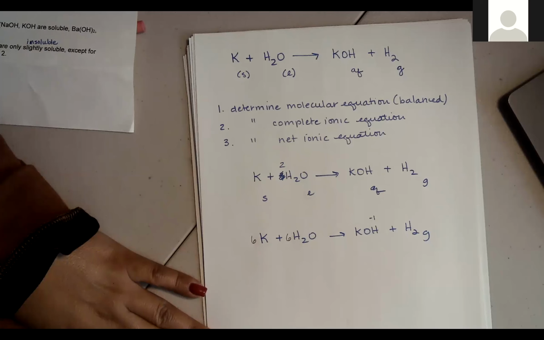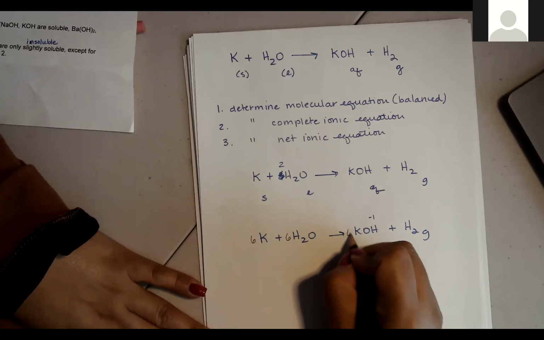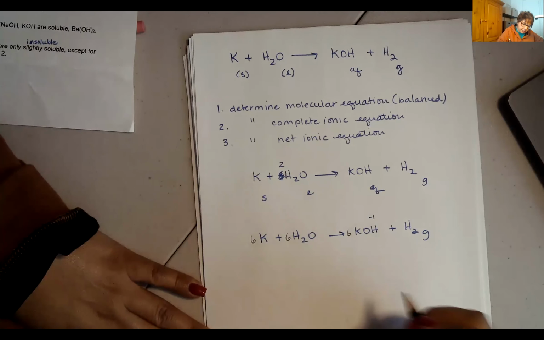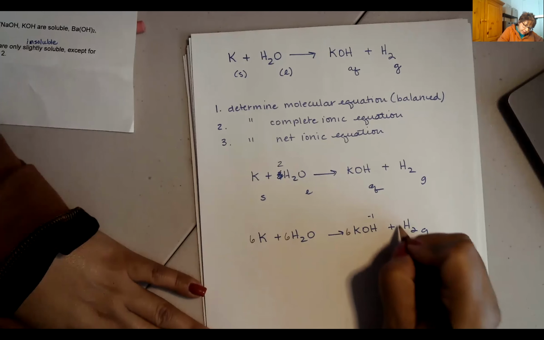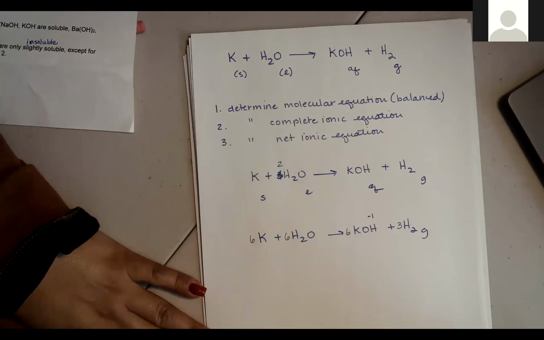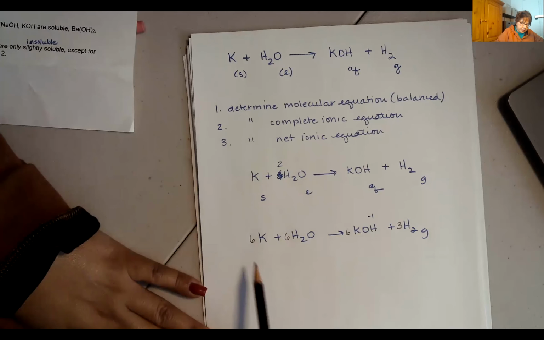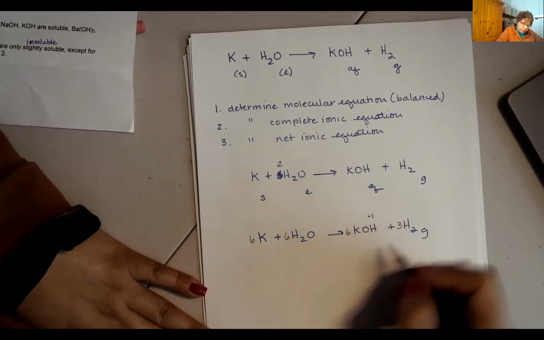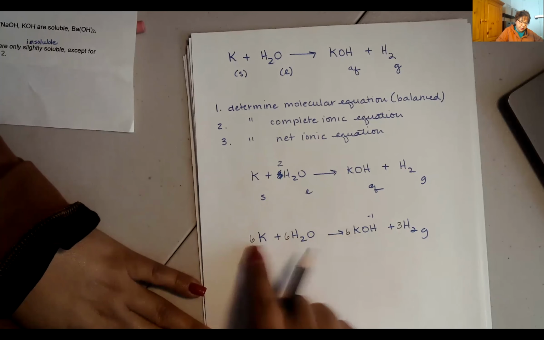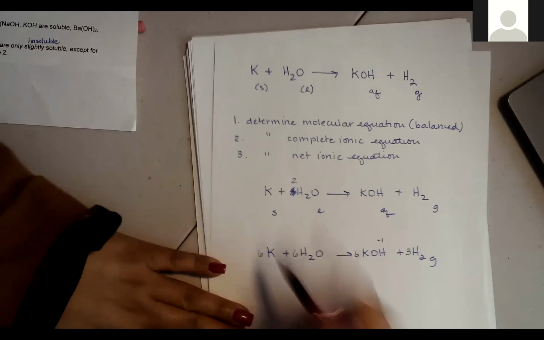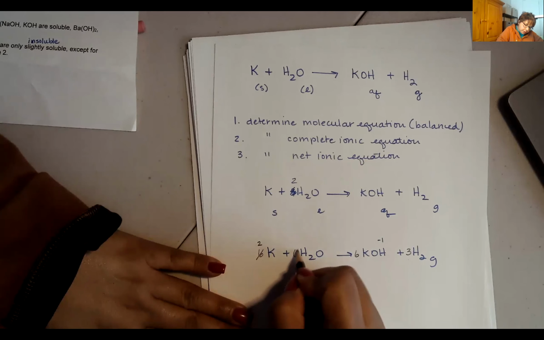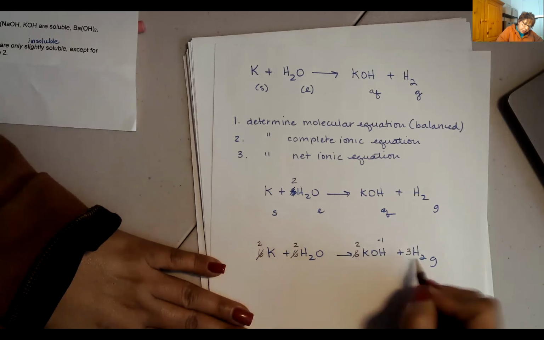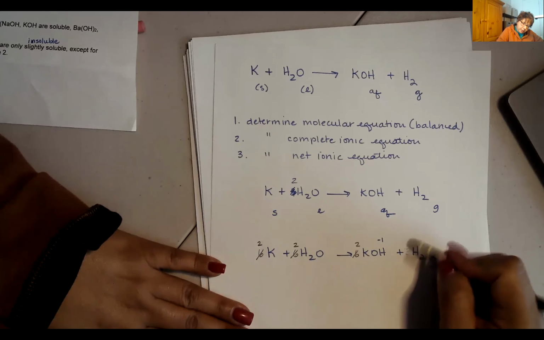And the outcome is 6 potassium hydroxide and 3 H2. Okay, so let me tell you a trick, Bobby. When you have coefficients that are all divisible by the same number, you can reduce them. They're all divisible by 3, so I could make this a 2, a 2, a 2, and a 1.